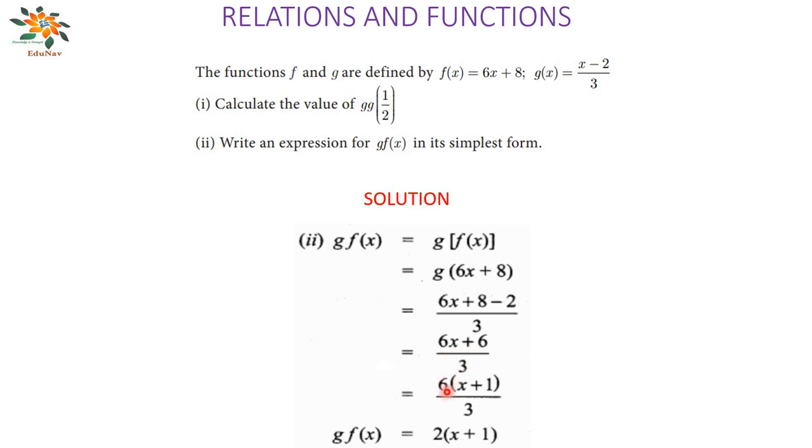Now 6 can be taken out of the numerator as a common factor. So our next step equals 6 into (x plus 1) whole divided by 3. Now 6 divided by 3 equals 2. Therefore g of f of x equals 2 into (x plus 1). This is the expression for g of f of x in its simplest form.